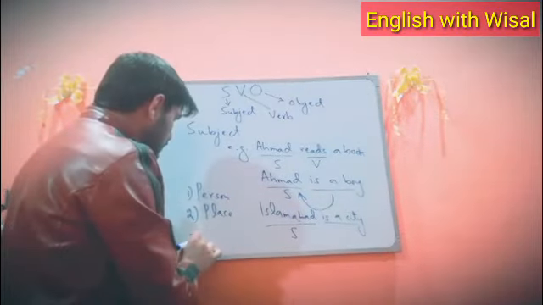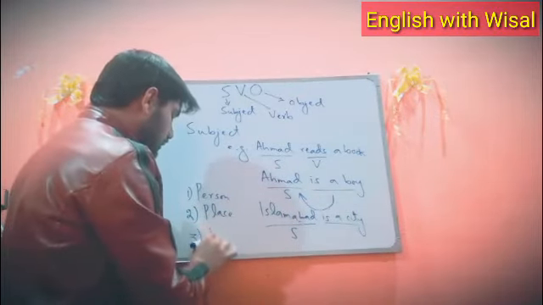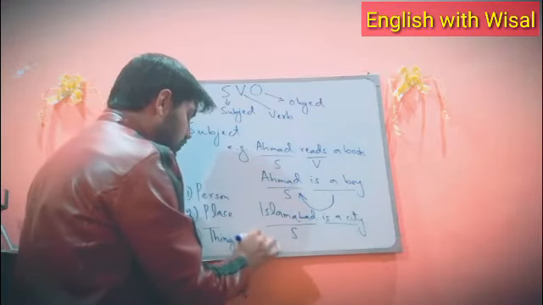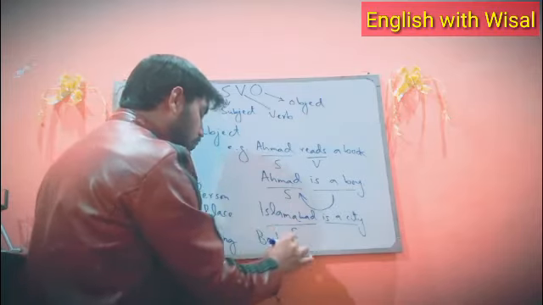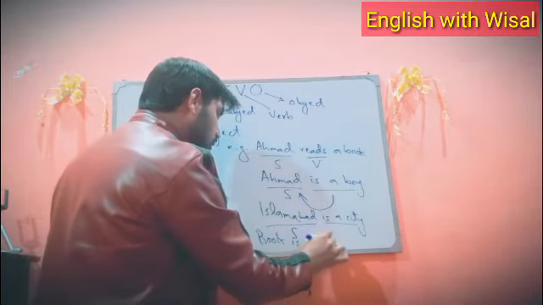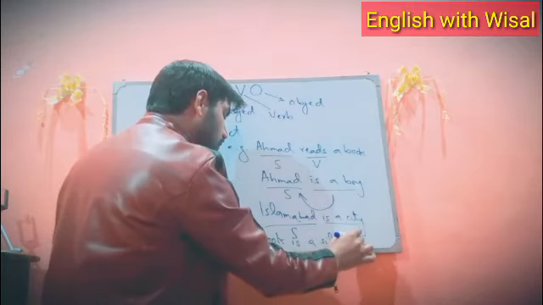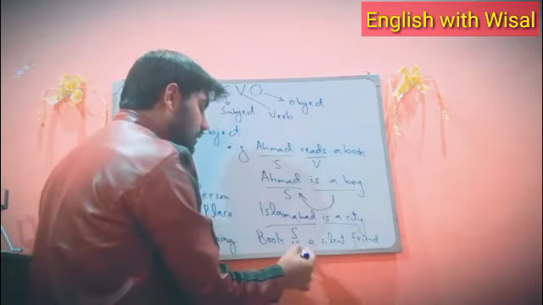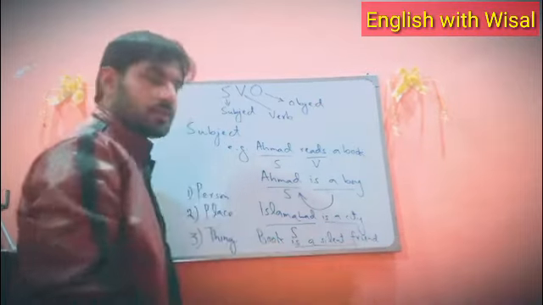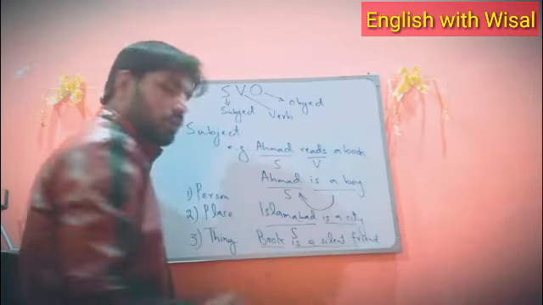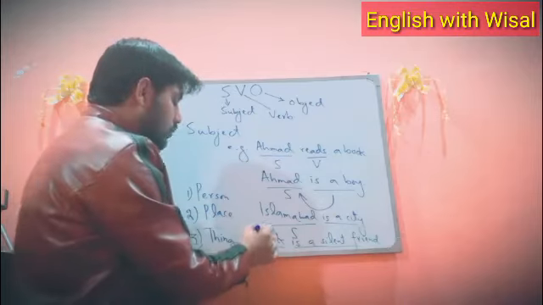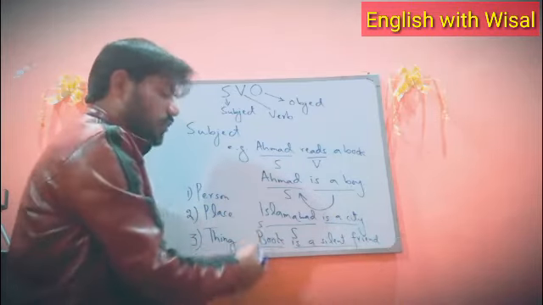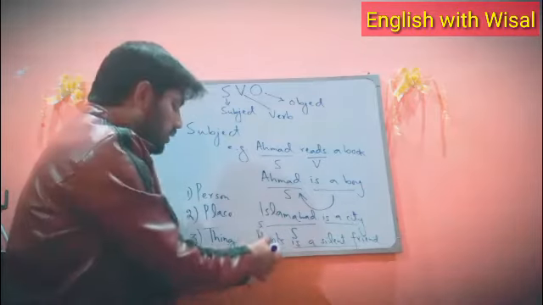Let's come to another one, thing. Suppose, book is a silent friend. In this sentence you see that is a silent friend is all about the word book. So in this sentence, book is the subject because the rest of the part is about this thing, this book. And book is a thing.